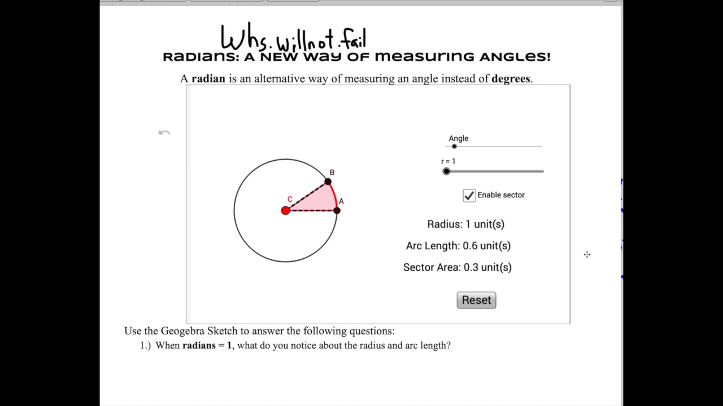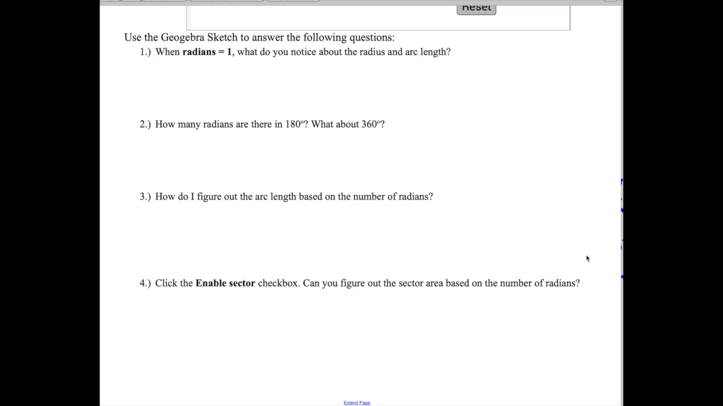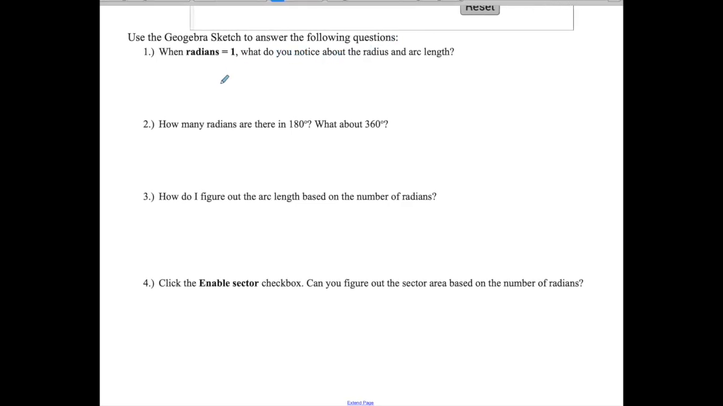All right, so then let's snap back really quick to this sheet where we got to come up with some answers here. So when the radians equals 1, recall, what did we know about the arc length and the radius? Right? We know they are the same. Okay, how many radians are there in 180?